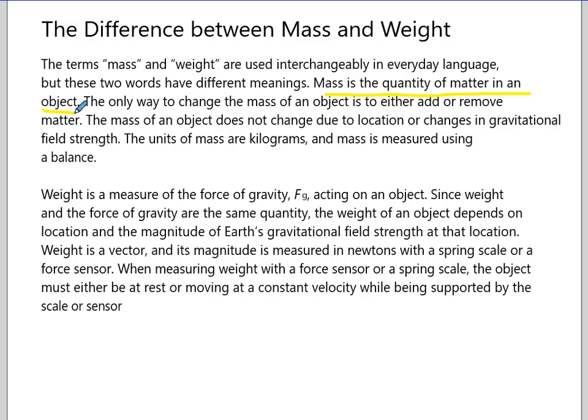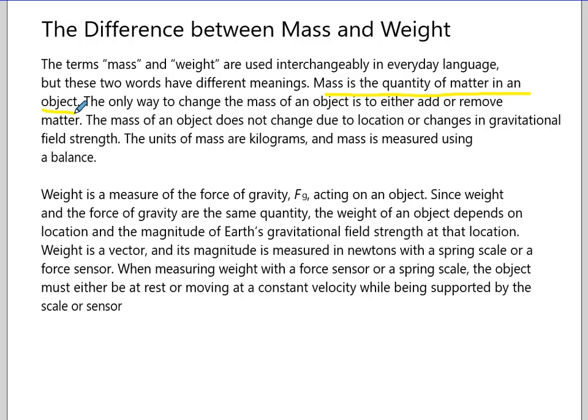So the mass of an object does not change due to its location or changes in gravitational field strength or anything. The units of mass are kilograms. And if we're talking about weight, weight is a measure of the force of gravity. So weight is a force, mass is not. It's a fundamental unit.